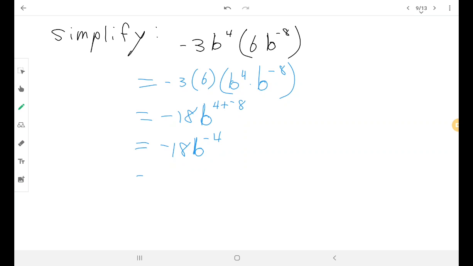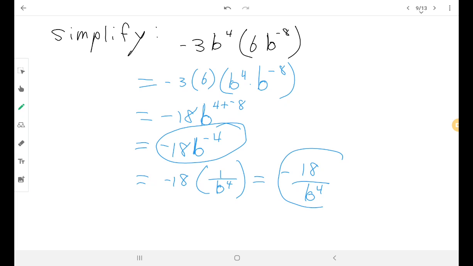So of course you could keep it that way, or you could say that's negative 18 times 1 over b to the 4th, which is negative 18 over b to the 4th. So this is a perfectly acceptable answer here. This too is a perfectly acceptable answer. I'll pause for a moment, let you look at that, see if you've got questions. Okay, there being no questions, I will move on.